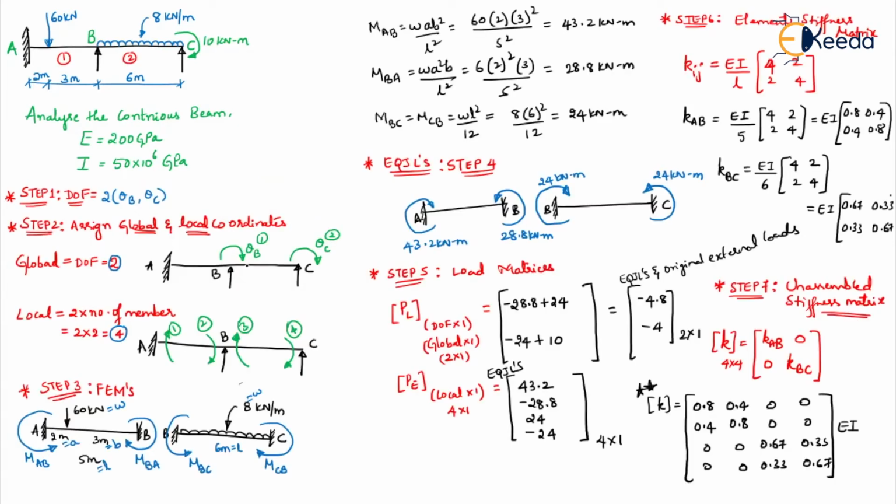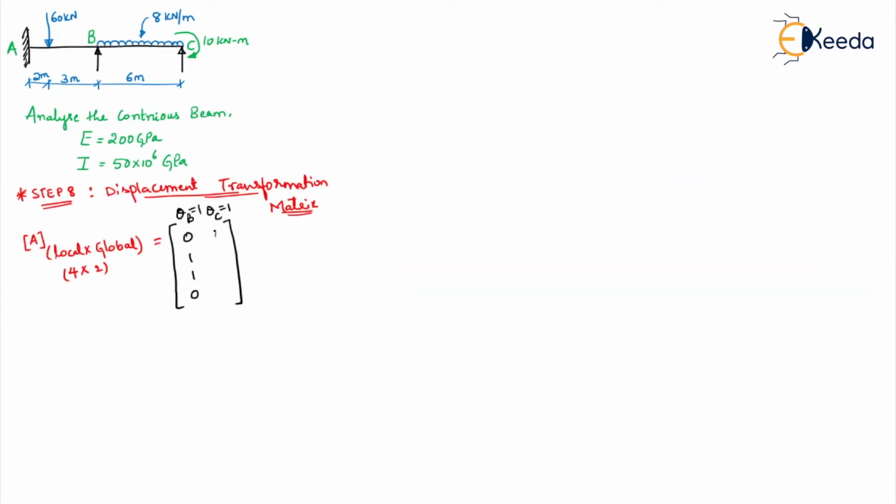Coming to C, check here, this is a clockwise movement. Here also there is a clockwise movement. So only 4 will have the effect. 1, 2, 3 will not have any effect. So this column will be 0, 0, 0 and 1. Okay, this is your 4 into 2 matrix. What is this? Displacement transformation matrix.